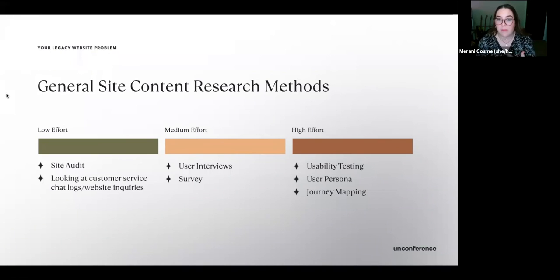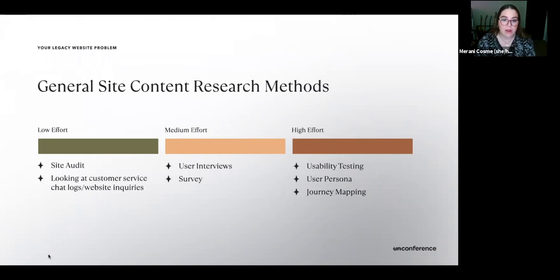And next up, for a medium effort, we could have done some user interviews. User interviews are the process of interviewing users within your audience by asking them a set of questions related to the issue you are trying to research. In this case, it could have been for general site content. Another thing that we could have done that is relatively of medium effort is coming up with a survey and sending this to users within our audience.